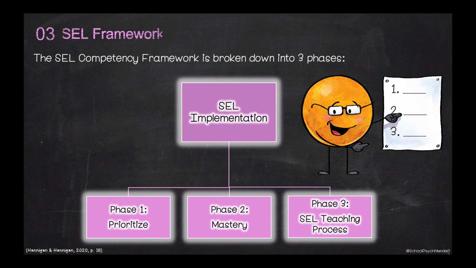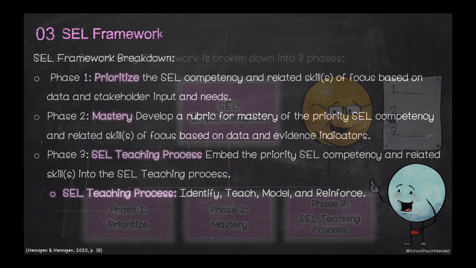So the authors talk about SEL implementation, and they break it down into 3 separate phases. You have phase 1, and again, the order of these stages is important. So you can't necessarily shift them out of order, because you need to go through phase 1, phase 2 in order to get to phase 3. So phase 1 is prioritize, phase 2 is considered the mastery phase, and phase 3 is the SEL teaching process.